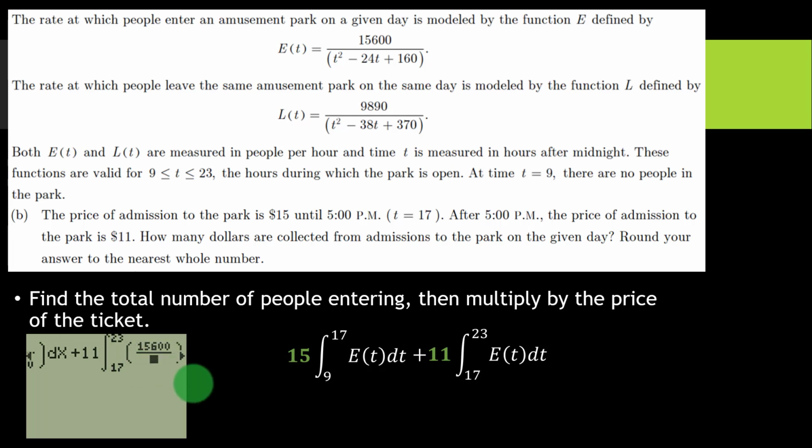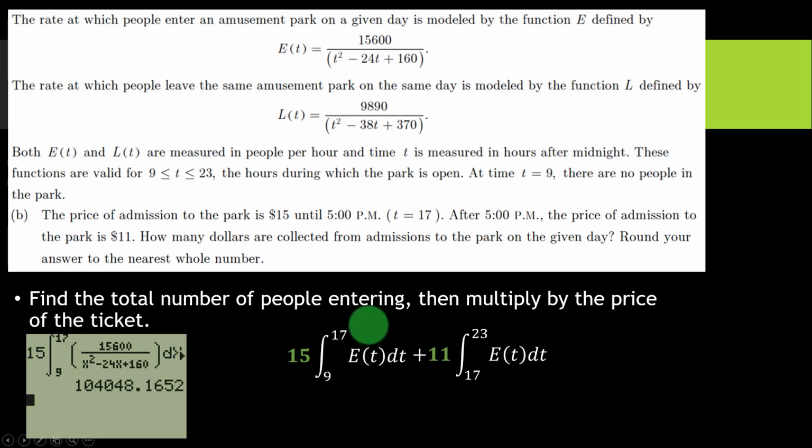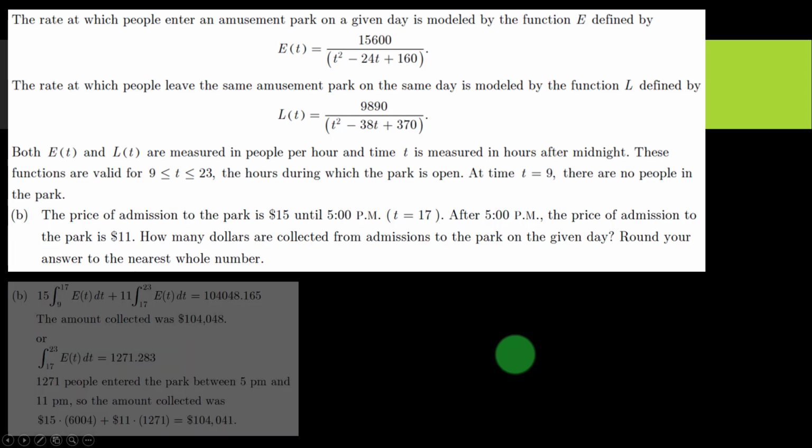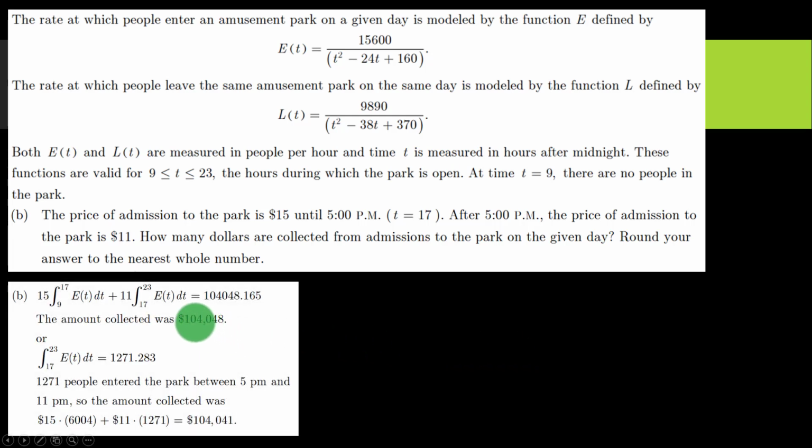But the big idea I want you to take away from this is the multiplying part, that we just split this into 2 time intervals, before 5 o'clock and after 5 o'clock. Then we multiply the price per ticket by the number of people entering. And we get $104,048. This is the work that they show, and this is 1 point.